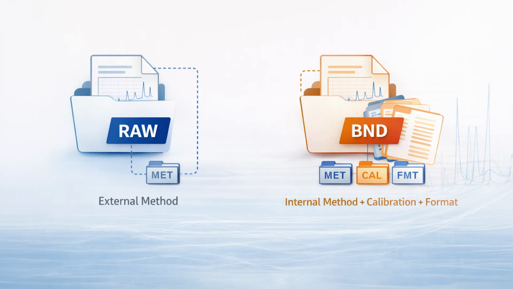The fundamental structural difference between a raw file and a bound file is this. A raw file always processes the data using the external method file referenced in its header. A bound file processes the data using an internal copy of the method file, calibration file, and associated processing state that are stored inside the file itself. This seemingly small structural difference is extremely significant.